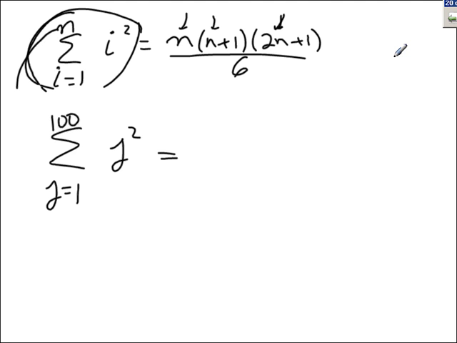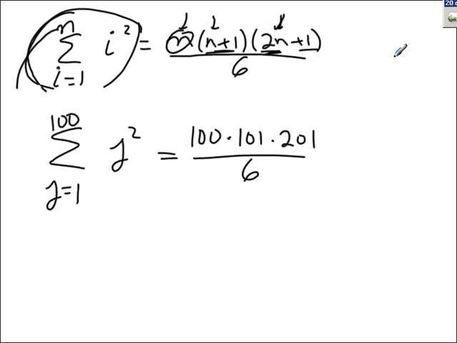Okay, so n is 100. So I get 100 for n. 1 more than n is 101. And 2 times 100 is 200, plus 1 is 201. And all of this gets divided by 6.